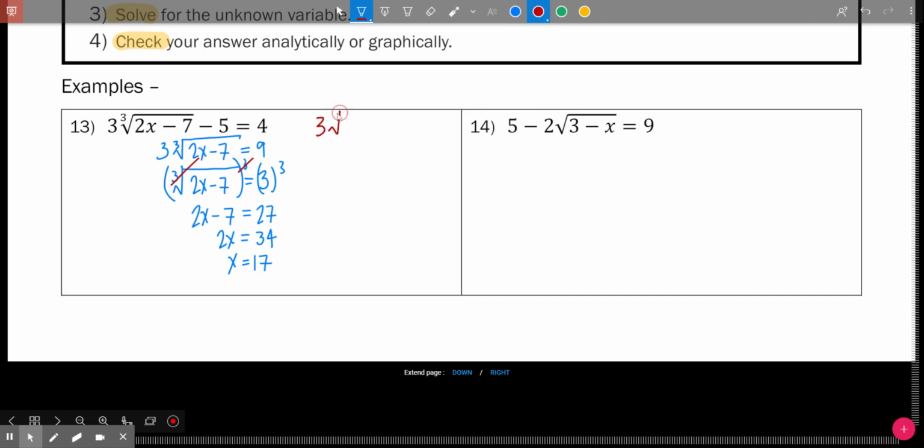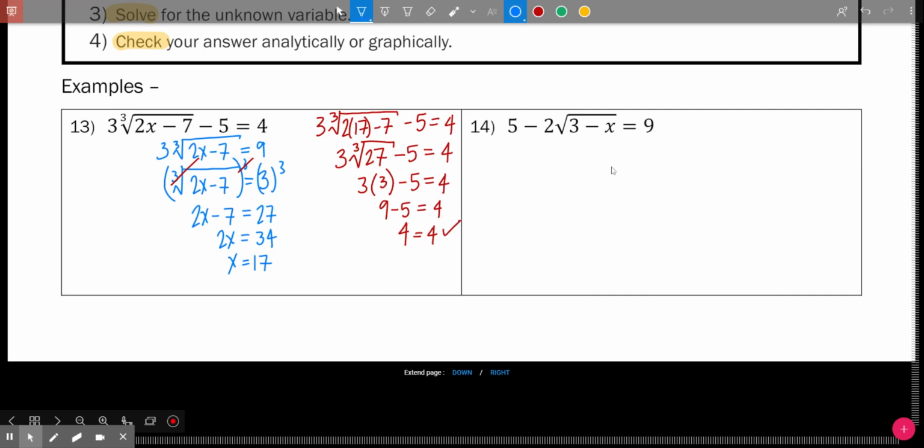So I have 3 times the cube root of 2 times 17 minus 7, minus 5 has to equal 4. So 2 times 17 is 34, and 34 minus 7 is 27. So I have 3 times the cube root of 27 minus 5 has to be equal to 4. Well, the cube root of 27 is 3. 3 times 3 is 9. And 4 is equal to 4.